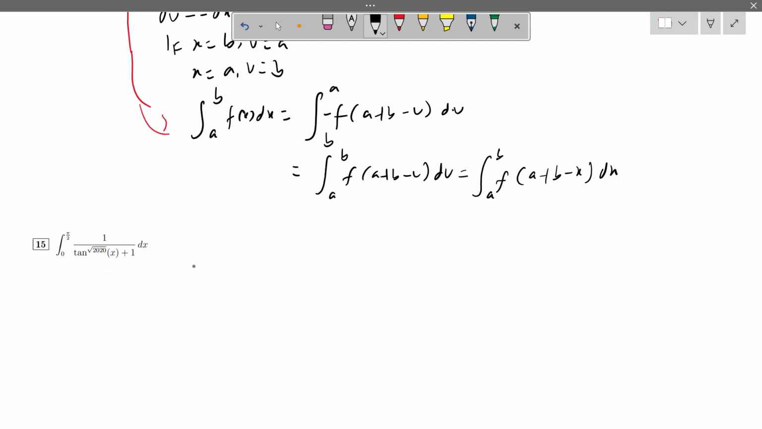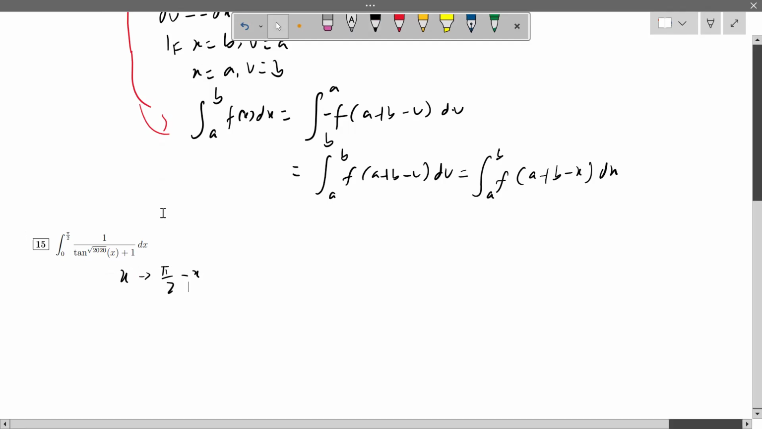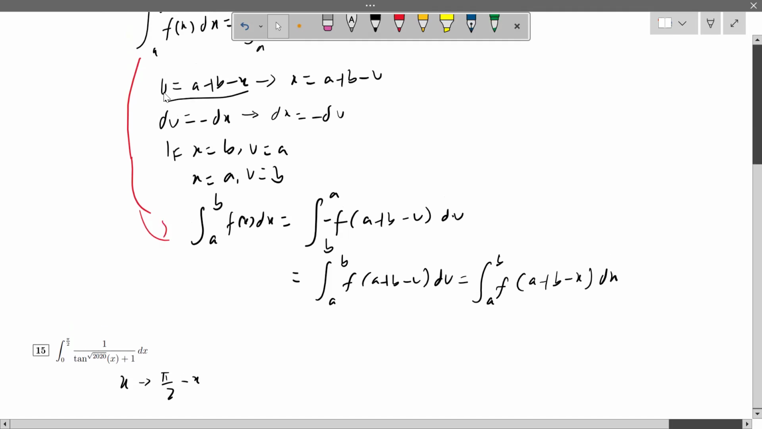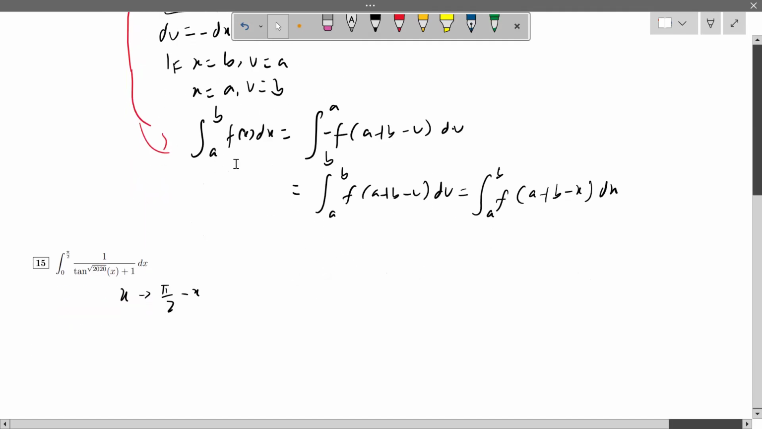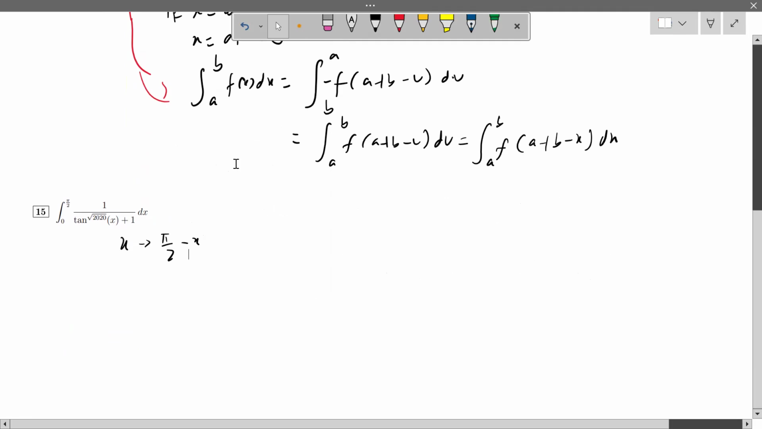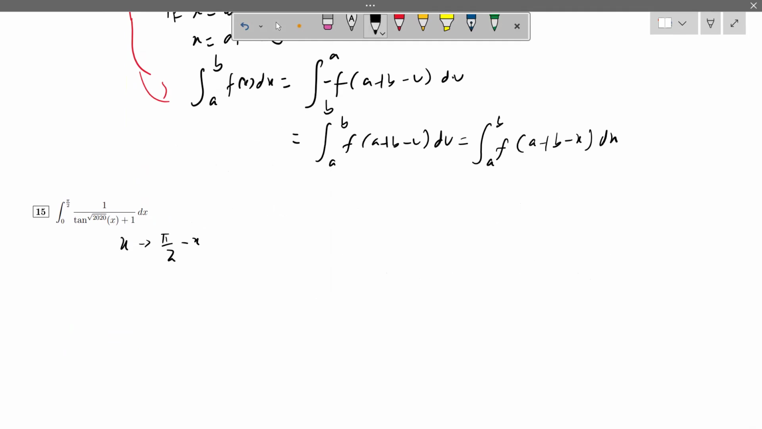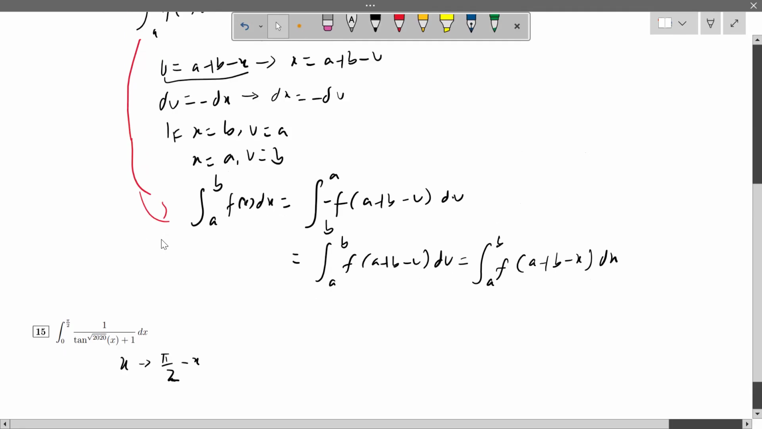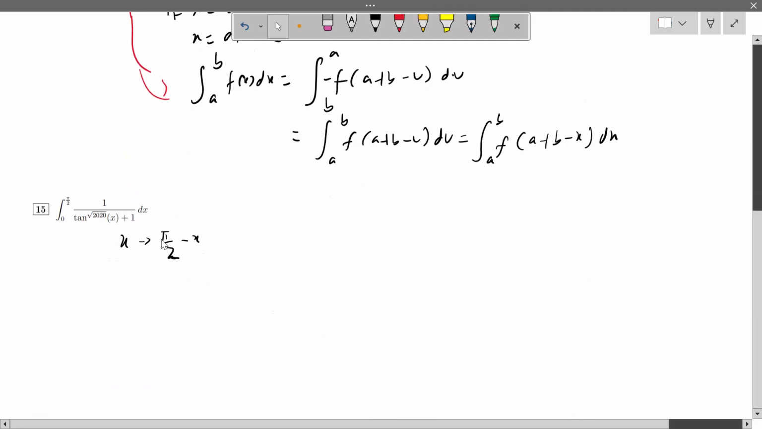So what do we have to do here? Usually the King's rule is denoted as a substitution from x to the sum of the two bounds minus x, because you can see that here u becomes a plus b minus x. Of course, you can be more rigorous and say that this is actually u, this is pi over 2 minus x. But because we already know what the King's rule states, we can simply use it here.